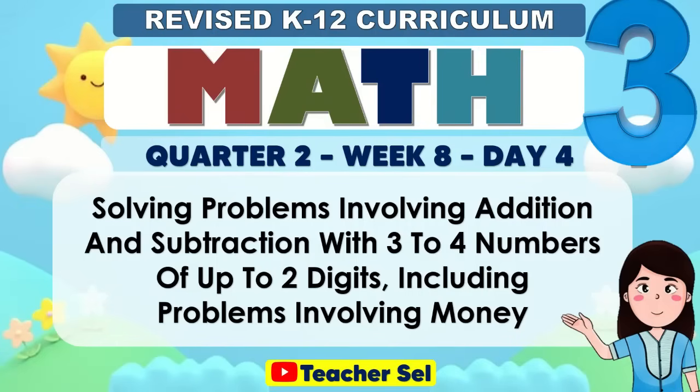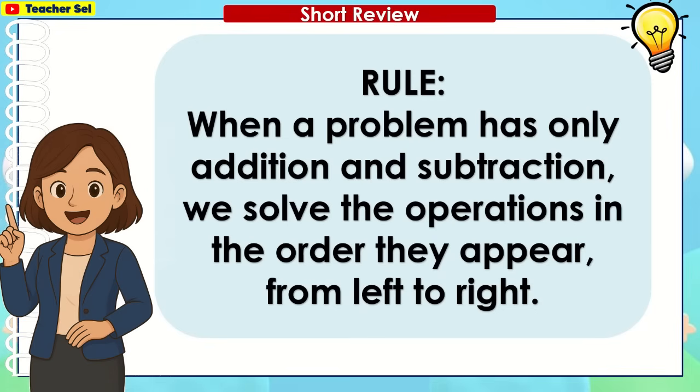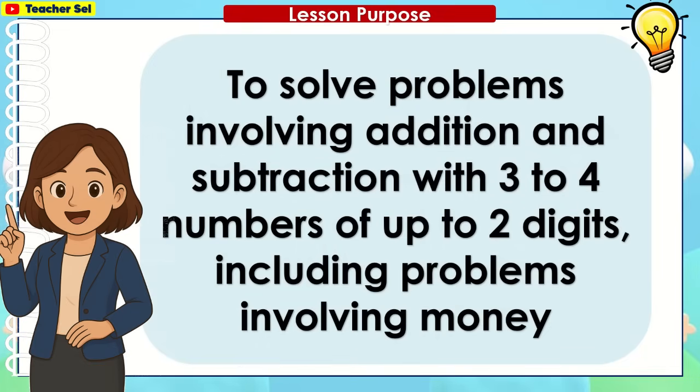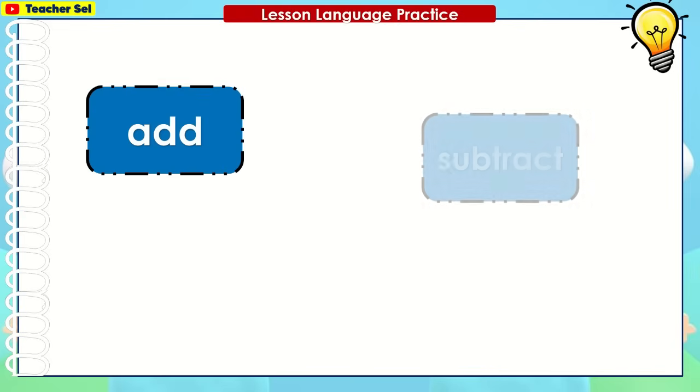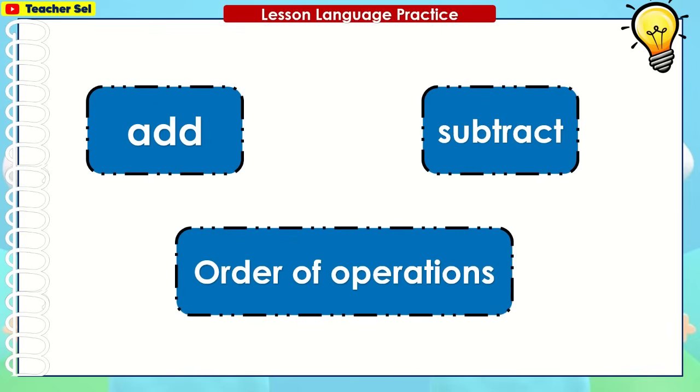For day 4, solving problems involving addition and subtraction with 3 to 4 numbers of up to 2 digits, including problems involving money. Be reminded with the rule. When a problem has only addition and subtraction, we solve the operations in the order they appear, from left to right. Our lesson purpose is to solve problems involving addition and subtraction with 3 to 4 numbers of up to 2 digits, including problems involving money. Be familiarized with these terms: add, subtract, order of operations.